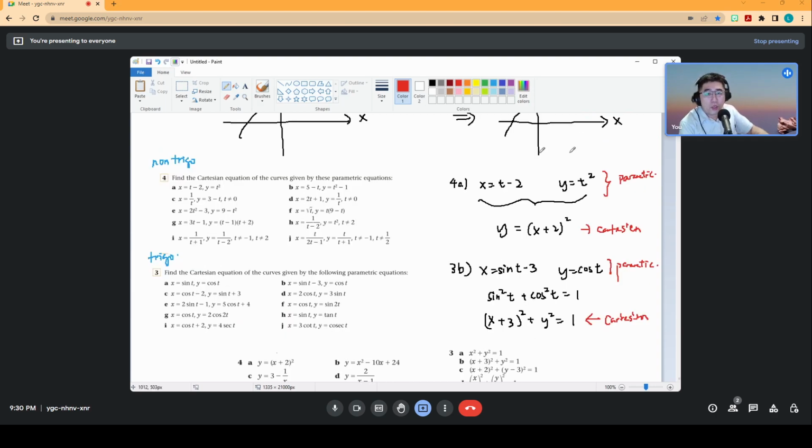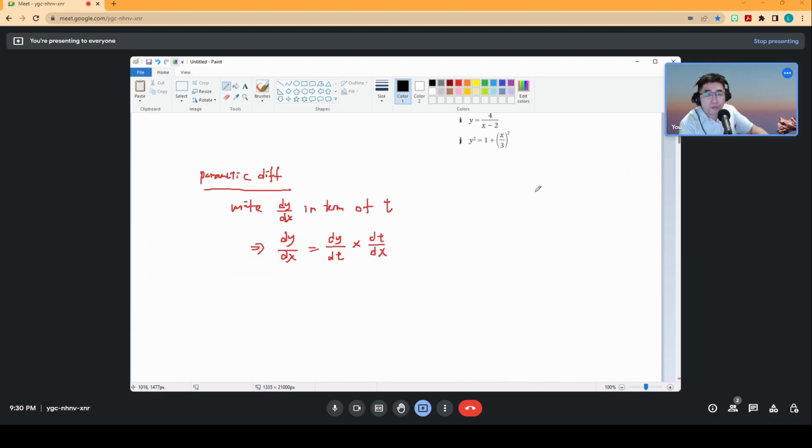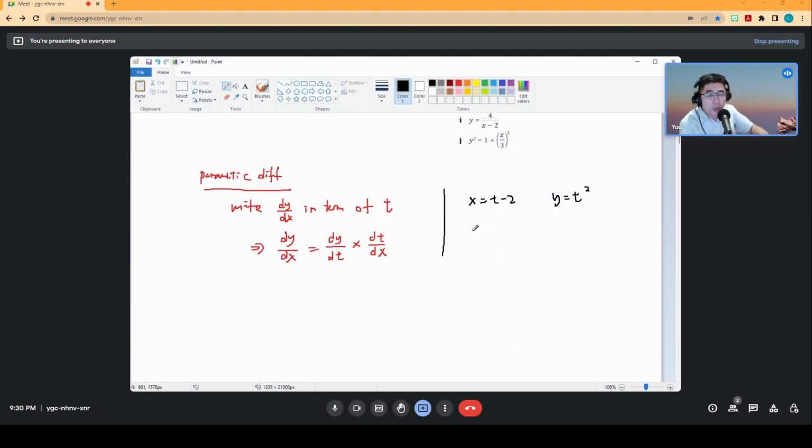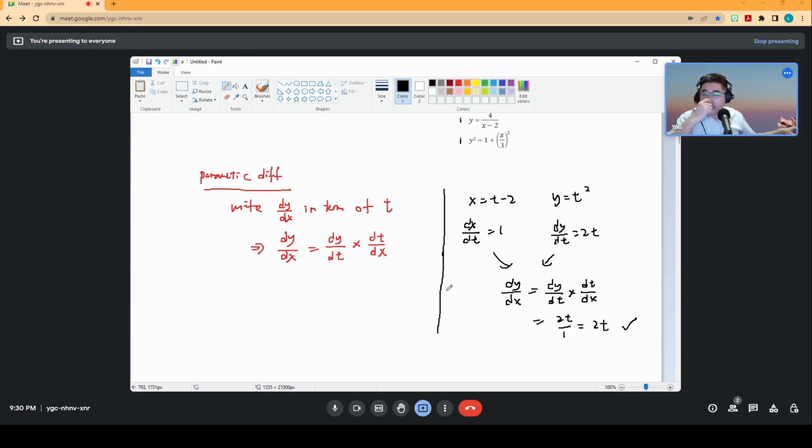From question 4a that we had earlier, x equals t minus 2, y equals t squared. What we can do is dx/dt equals 1, dy/dt equals 2t. Therefore, combining these two together, dy/dx equals dy/dt times dt/dx. We have 2t over 1, which equals 2t. This is what we're looking for. This is your parametric differentiation.